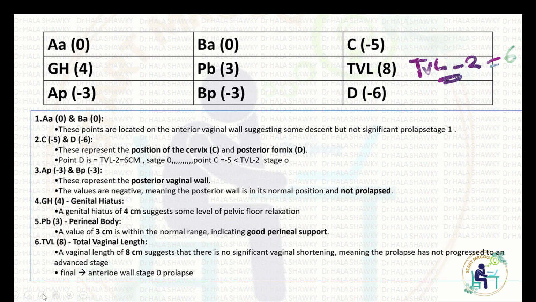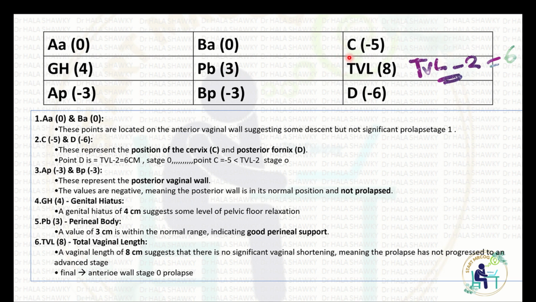Second example, here in the POP-Q we find the anterior points AA and BA, representing the anterior wall, at point 0 at the hymen, which means stage 2, between -1 and +1. The posterior wall points AP and BP are -3 above the hymen, which means stage 0. Then genital hiatus is 4, which means a wide introitus, and perineal body is 3, which is within the normal range of 3 to 5, considered adequate.